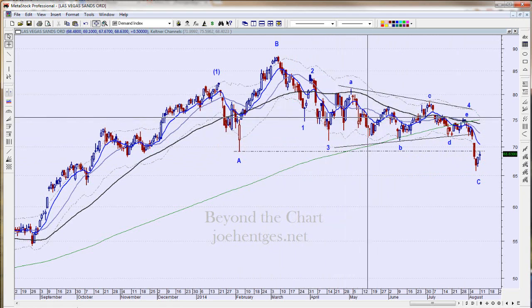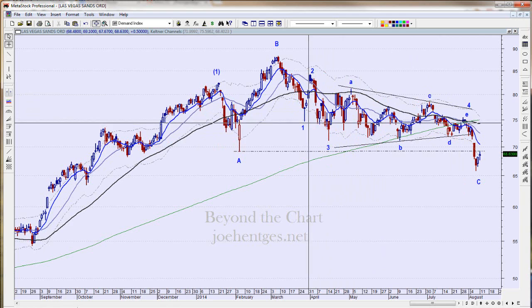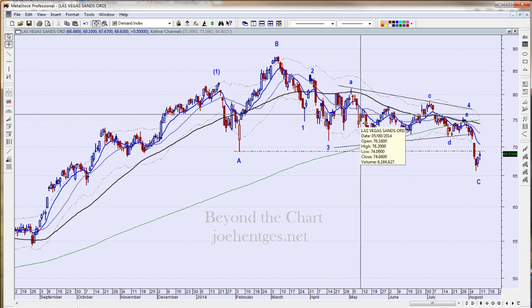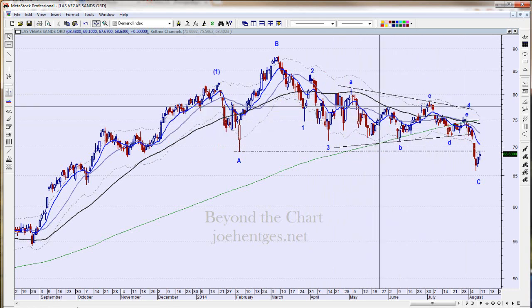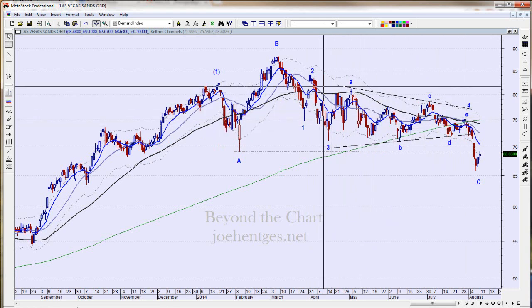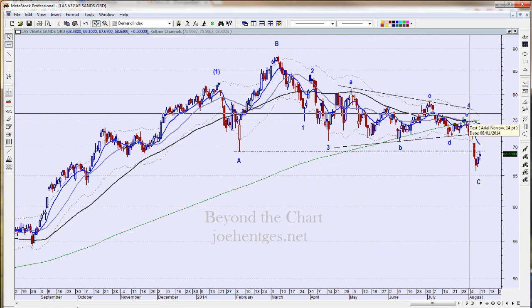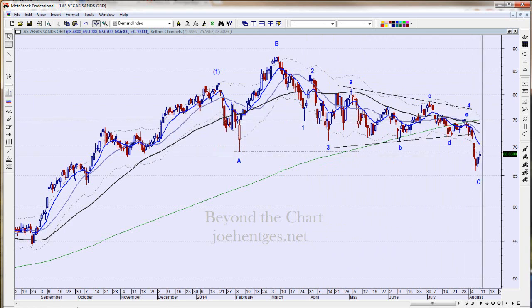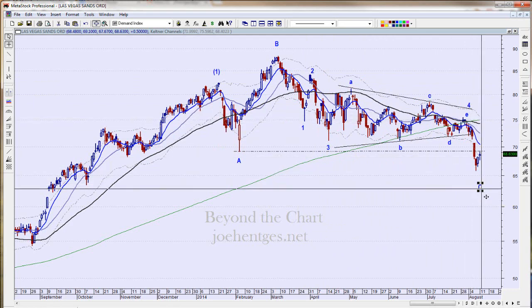Now you say, well, 4 is not supposed to overlap 1. That's right. The only exception is if it's got some kind of triangle going on. And that's the case here. That's why I'm thinking that this is the scenario, and therefore we are now in a 5th wave that'll complete C.